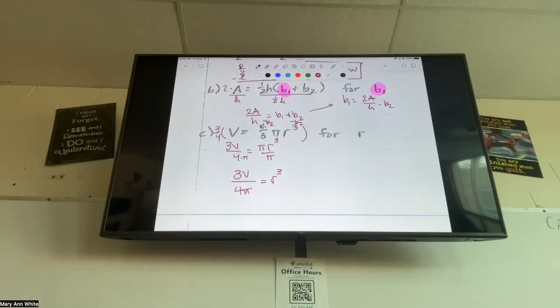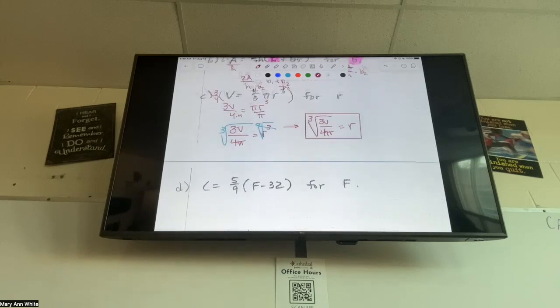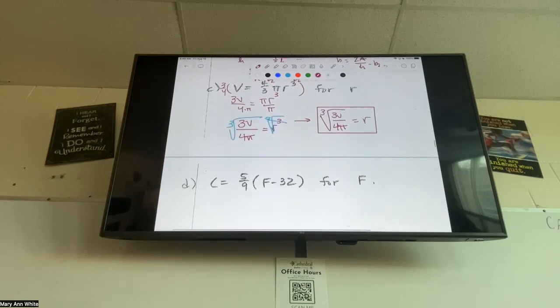Get rid of that third. Good. We're gonna call it cube root so that we get rid of the cube. So make sure you've got that little 3 out front of your square root, out in front of your radical. Cube root of 3b over 4 pi equals r. Once you're done with that one, flip it over, try the next one. I'll keep letter C up on the board if anyone needs to reference it.